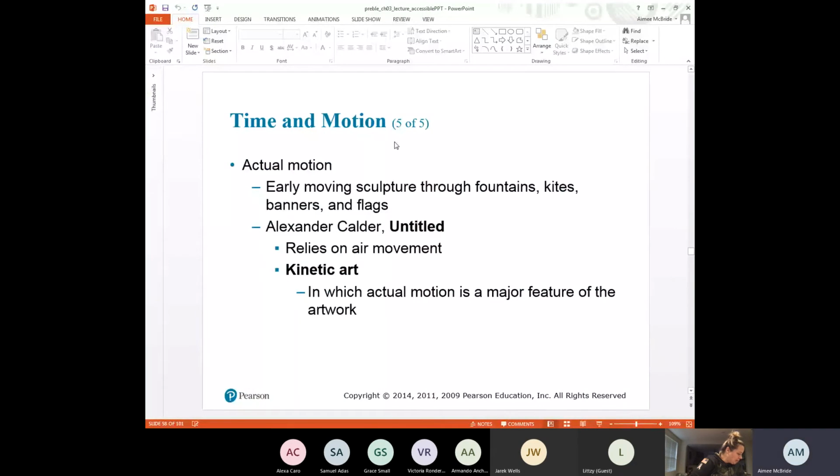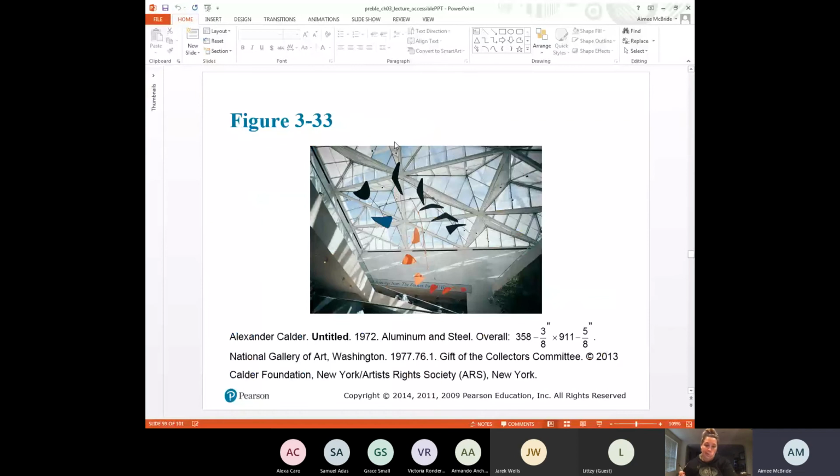And some other actual motion examples are Alexander Calder's Kinetic Art. Kinetic art is a sculptural piece that actually moves in space. Alexander Calder is the first artist to make kinetic art, and he makes something called mobiles. If you've ever seen a baby mobile, it spins around. That's pretty much what Calder's pieces do, but they're not mechanized at all. They just rely on air currents spinning them. So here is that mobile. These are very large. Some of them are smaller, but this one is extremely large and it will spin around.